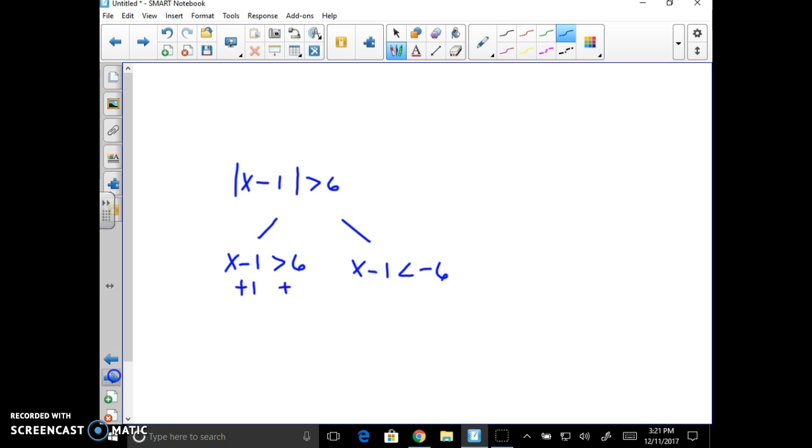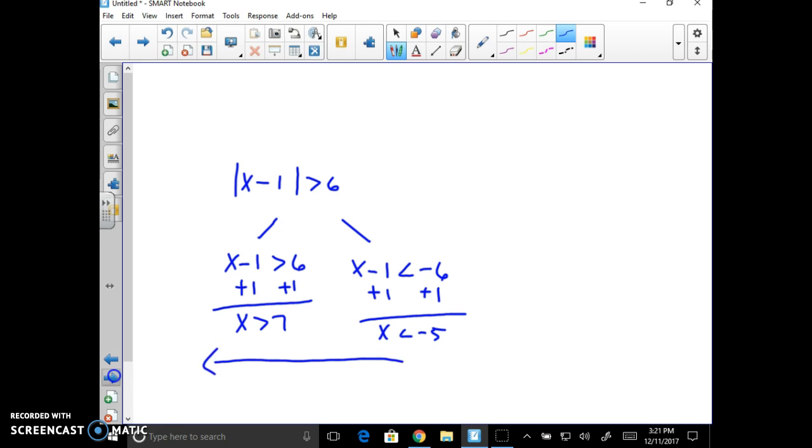So x minus 1 plus 1 is x. X is greater than 7. And then we're going to plus 1 here, plus 1 here. And x is less than negative 5. So let's graph it. So 0, I'll make this 7, negative 5. So less than negative 5, greater than 7. So we have negative infinity to negative 5, or 7 to infinity. So be careful when you're making your two cases. You reverse the inequality symbol and make it negative.